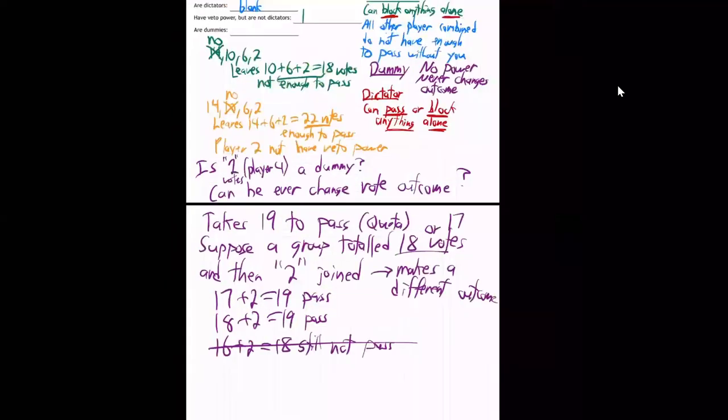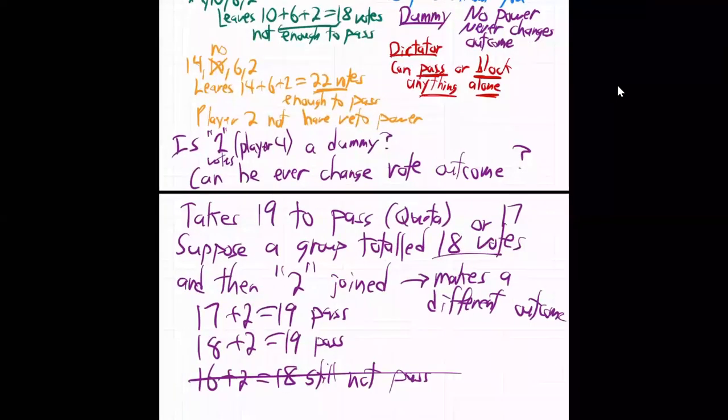So do you see what I'm doing? I'm trying to find out if the 2 can ever make a difference in the outcome. And I'm saying that there's only 2 ways that the 2 could ever make a difference in the outcome. If you had a group with 17 or 18 votes, which is not enough to pass, that's not 19, and then 2 joined the group. Oh, this would be 20 here, huh? Then that would be enough to pass. There we go. So is that ever the case? Can you ever have 17 or 18 votes?